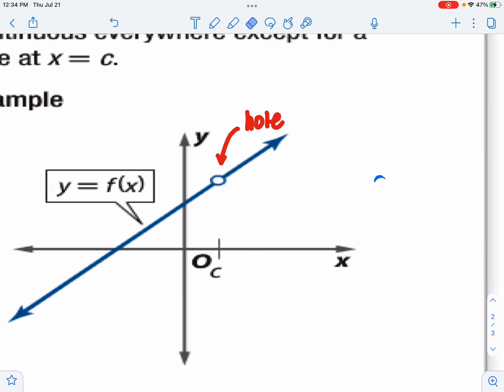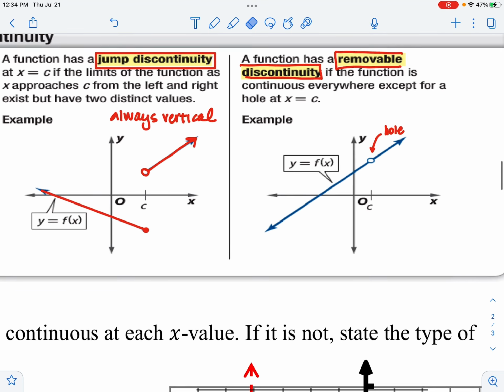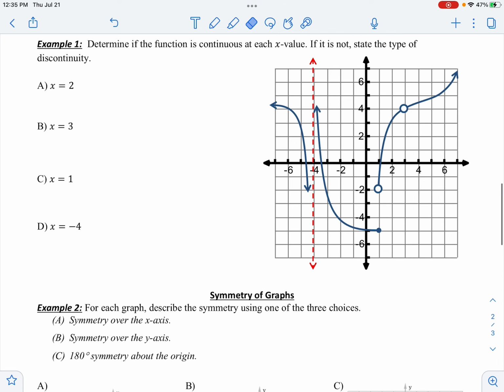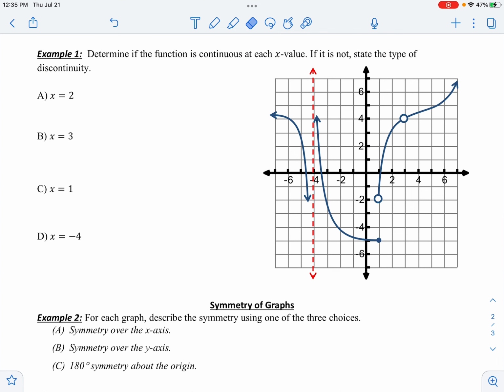Make sure you can tell the difference between a removable discontinuity and a jump discontinuity. If I placed a point right here, this is still not continuous. Therefore, it's not a removable discontinuity. If I place a point here, it's now continuous. That is a removable discontinuity. So we have three types of discontinuities: infinite discontinuities, jump discontinuities, and removable discontinuities. All right, what we're going to do next is look at a graph and say if there's a discontinuity there, and if so, what type of discontinuity it is.